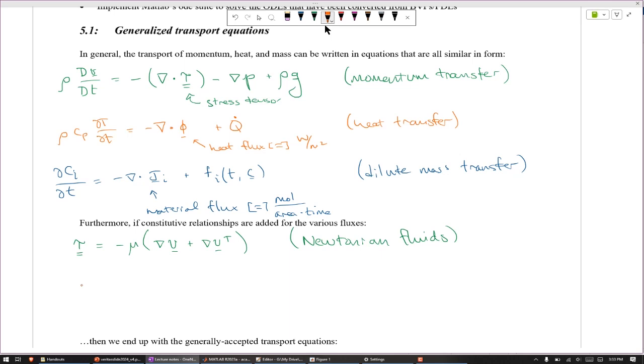You have Fourier's law, which says that your heat flux is equal to minus your thermal conductivity times the gradient of your temperature. That's Fourier's law. And for mass transfer, the material flux J for species I is equal to minus the diffusivity of species I times the gradient of your concentration of species I, right? That's called Fick's law.